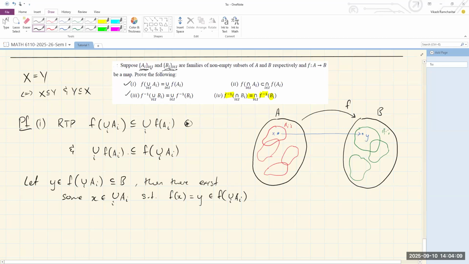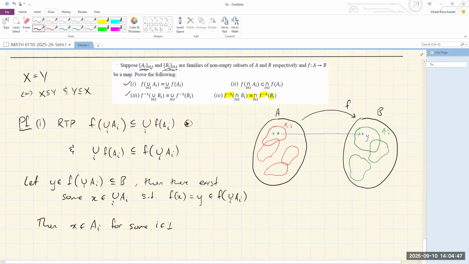Yeah, so there must be something that maps onto it. Of course, if this set is empty, then the proof is finished because I simply have the empty set on both sides. Okay, so let y be some element in f of the union of the Ai, then there must be some x in the union of the Ai such that when I apply f to that x, I end up in this set. So now, since x is in the union of Ai's, then x must belong to Ai for some i.